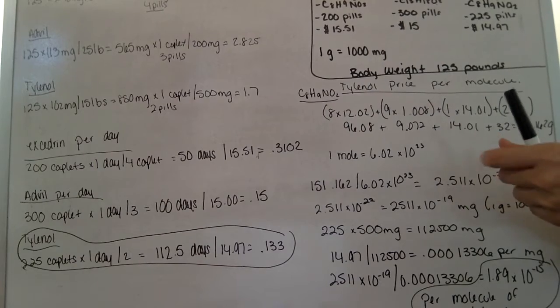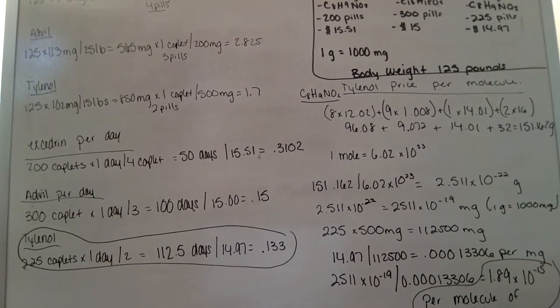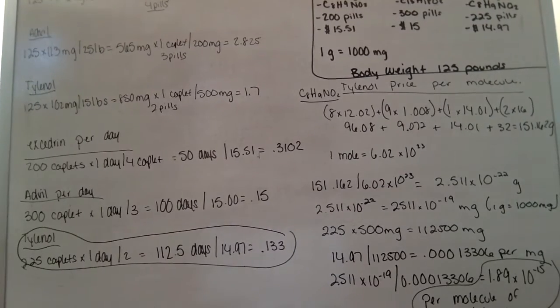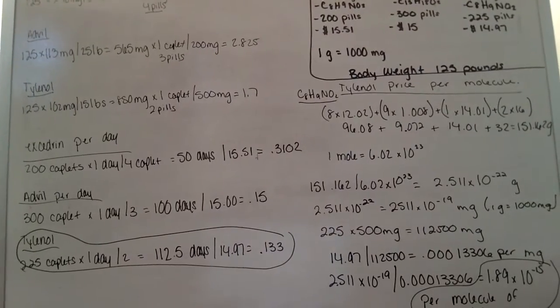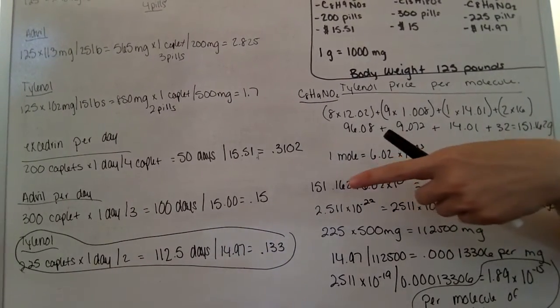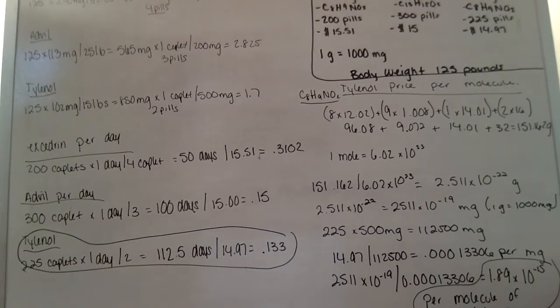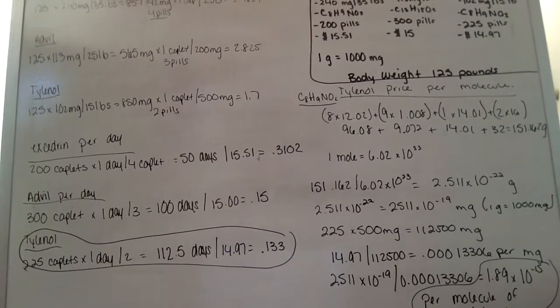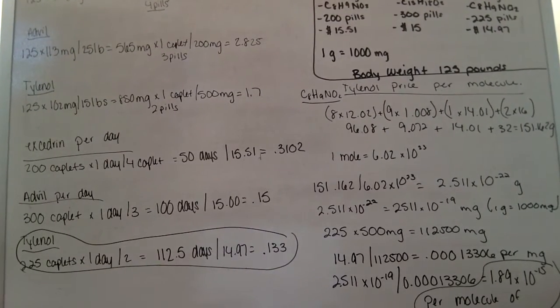And then here, 1 mole is equal to, this is another conversion factor, 6.02 times 10 to the 23rd. This is something called Avogadro's constant, and we are using that to figure out the price per molecule. So with that being said, we times the weight in grams that we got by the constant. And with that, we got 2.511 times 10 to the negative 22nd in grams.